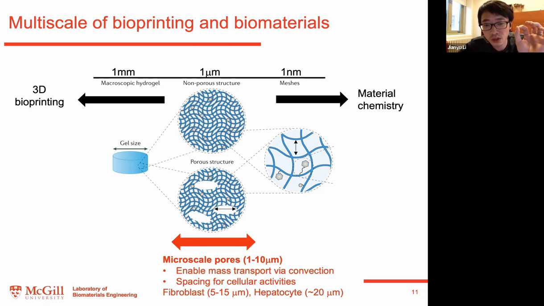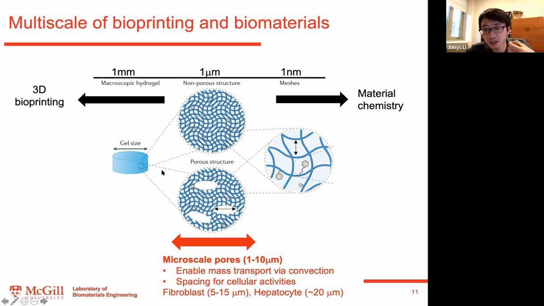We try to focus on those microscale pores on the order of 1 to 10 micrometers. And those are not easily achieved by using the existing bioprinting technology because of the resolution, and also because of the lengthy process, right? But they are very important in order to enable the mass transport. And unlike the small mesh, which only allows diffusion, in that length scale, on the micrometer scale, it can involve convection to allow for a rapid mass transport at that length scale.